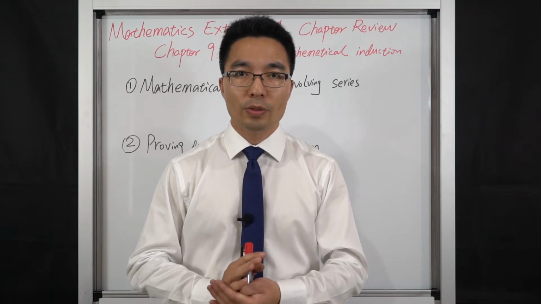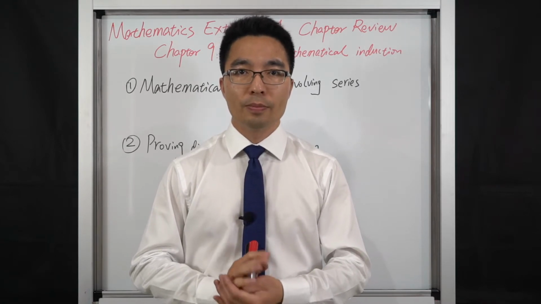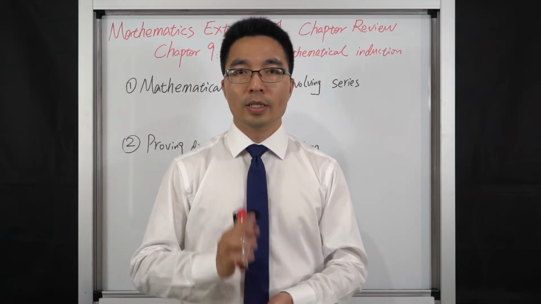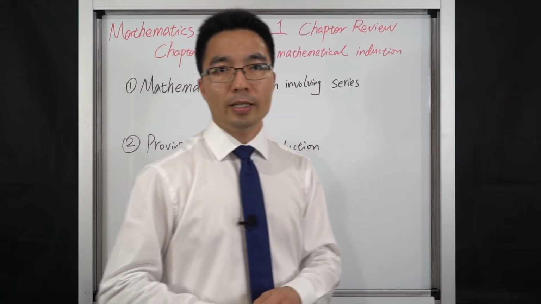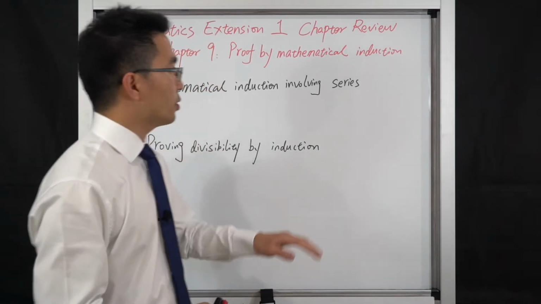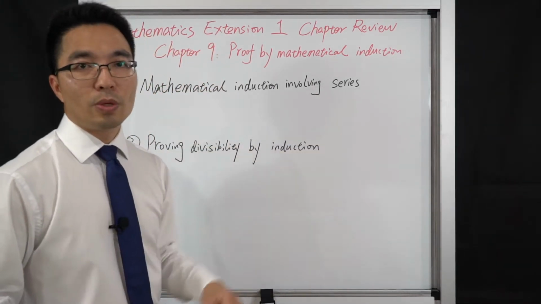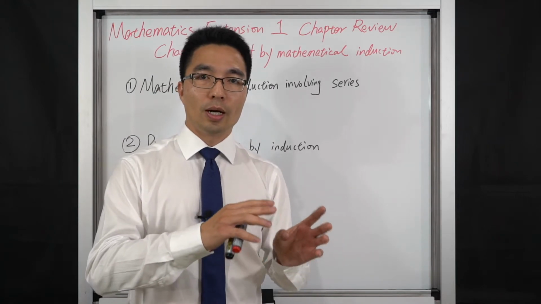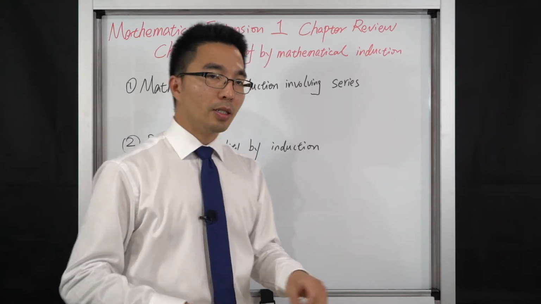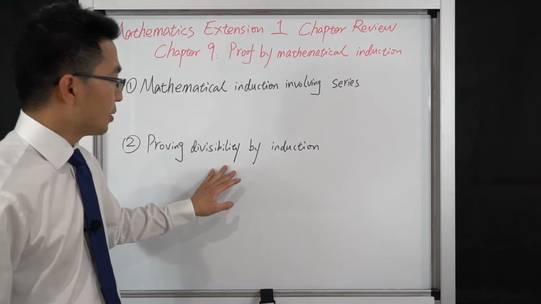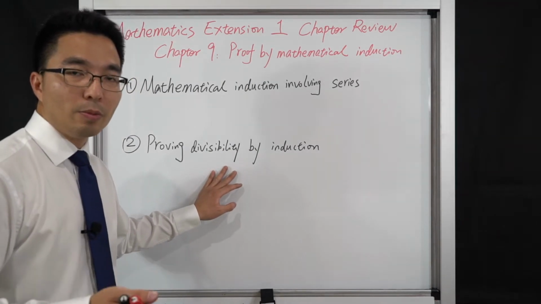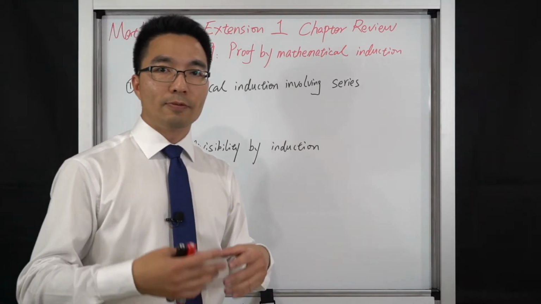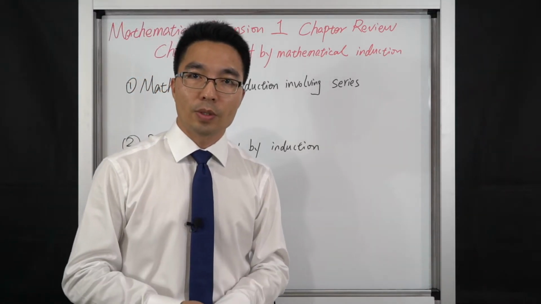In this video, I'll do the review for Chapter 9, Proof by Mathematical Induction from Mathematics Extension 1. In this chapter, it mainly involves two types of questions. The first one is about series. So we have to prove a series from one side to a function from the other side. The second one is we have to prove a series is divisible by an integer number. For example, a series divisible by 3, divisible by 5, depends on the question.